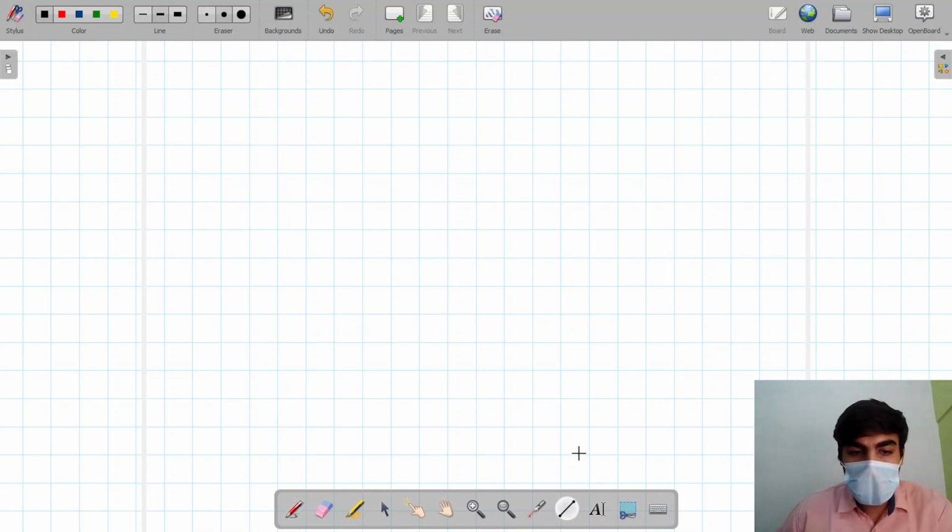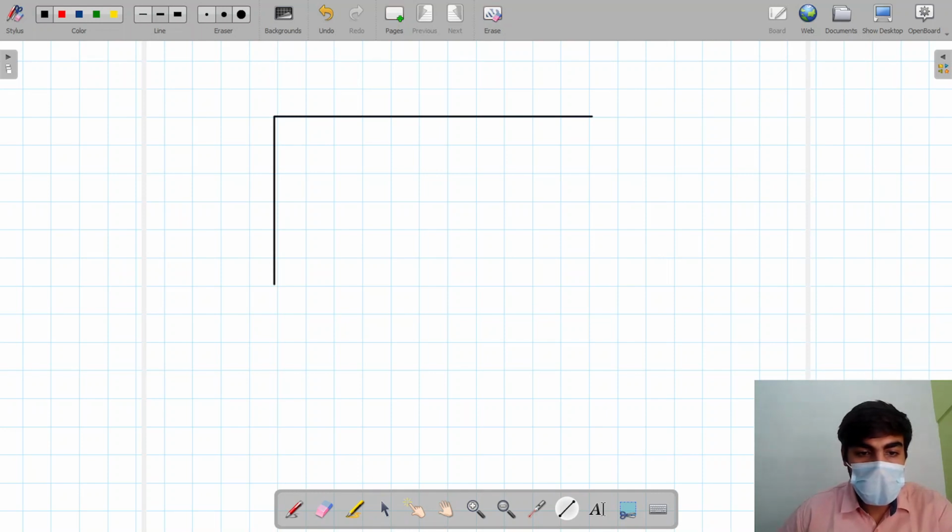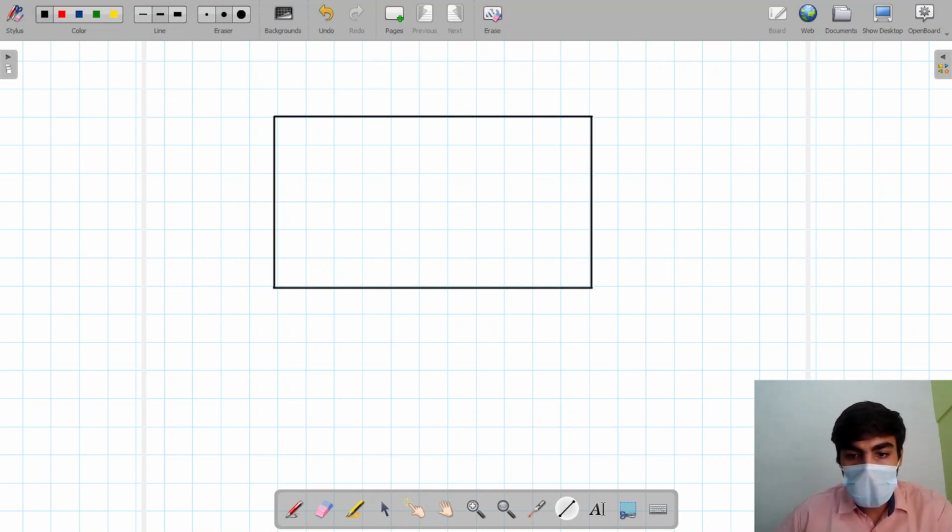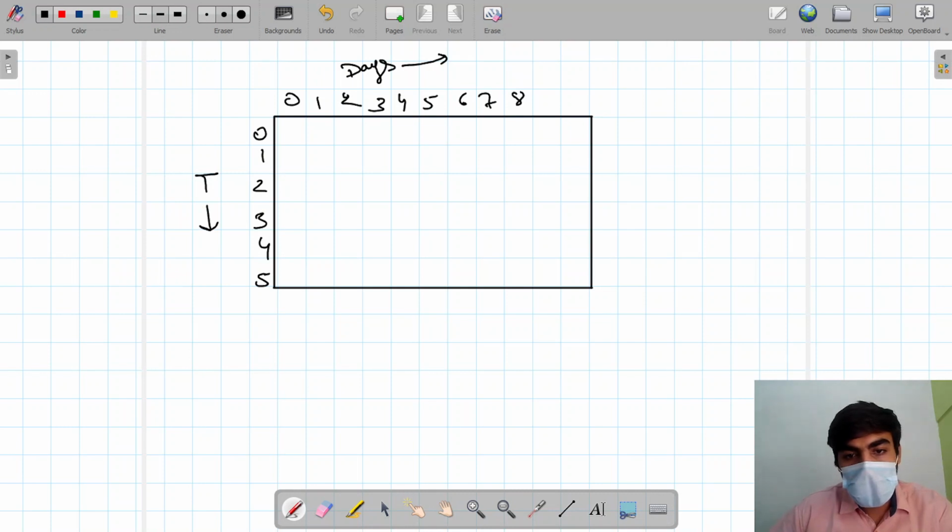Firstly, I am making a plane. Here I am taking the number of days, and here I am taking transactions 0, 1, 2, 3, 4, 5. Here days 0, 1, 2, 3, 4, 5, 6, 7, 8, 9, 10.